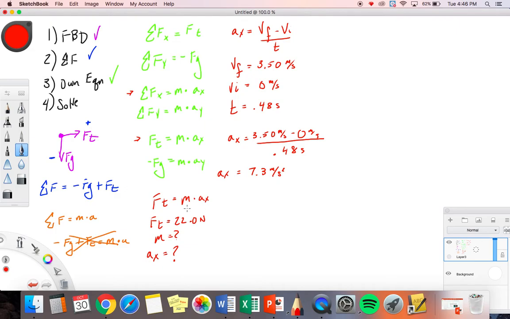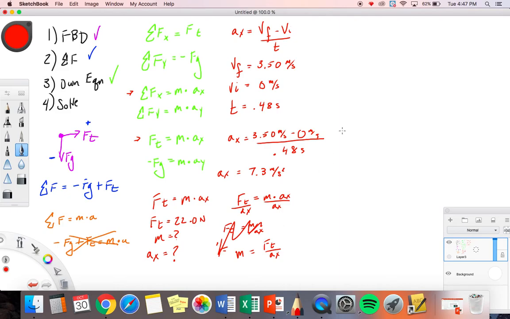Now I'm trying to solve for mass. I need to rearrange this equation, force of tension is equal to mass multiplied by the acceleration in x, for mass. And to do that, I am going to divide both sides by the acceleration in the x direction. Force of tension divided by acceleration in x is equal to mass. My bad. I have mass is equal to force of tension divided by the acceleration in the x direction.